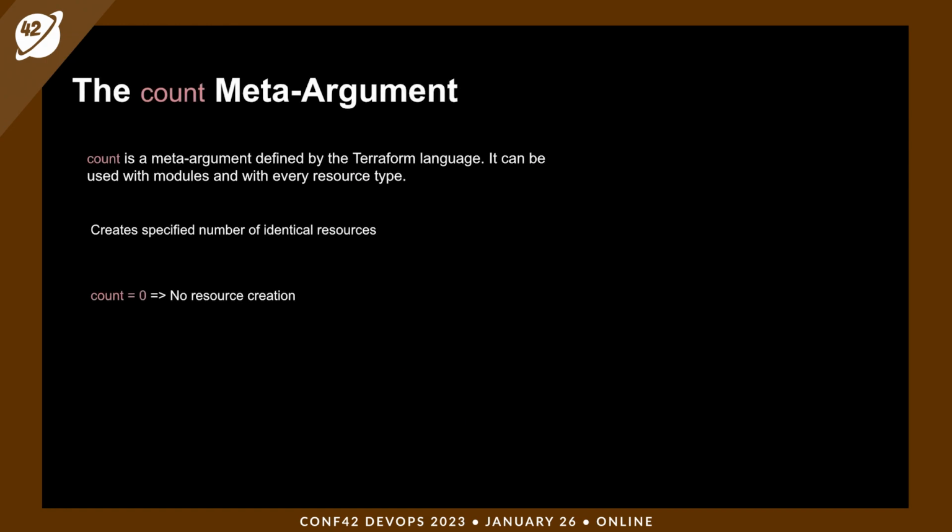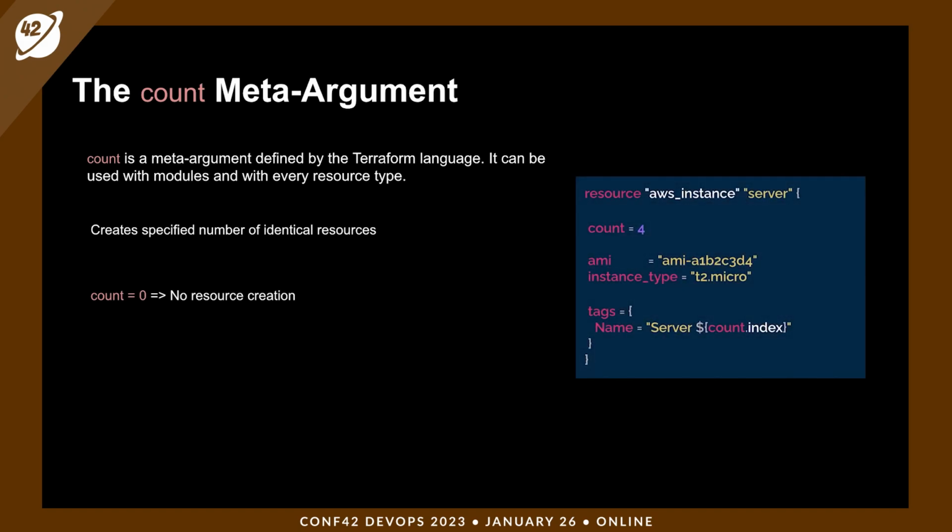The key player is the count meta argument. It allows us to create a specific resource or a specific number of identical resources. Here in the example, I have a resource block to create an AWS instance. You can see in the count argument that we are asking Terraform to provision 4 identical AWS instances. One key thing to remember here is that we can pass 0 to count as well, which means if we set count to 0, then the resource will not be created at all.